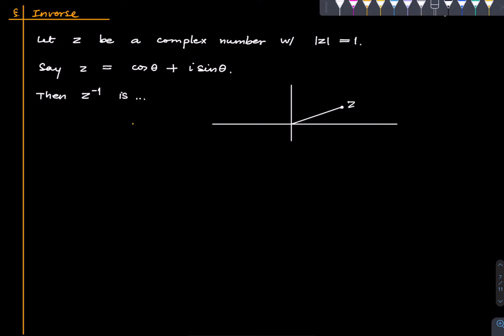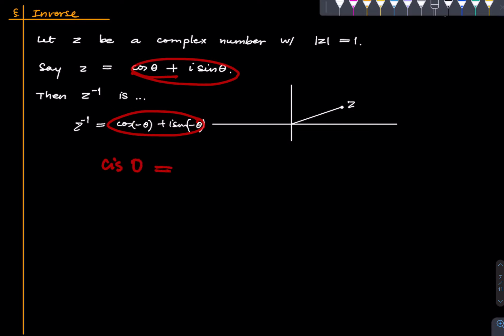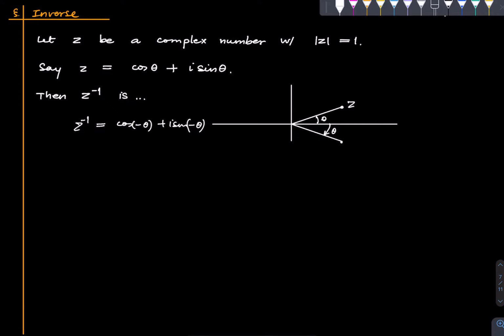Inverses. Well, by what we just saw, suppose we have a complex number of modulus 1, then of course it can be written in this fashion for some theta. Then z inverse is cos(minus theta) plus i sin(minus theta). The reason is very simple, because this is cis(minus theta), and if you multiply cis(minus theta) with cis theta, you get cis 0. Cis 0 is just 1, and therefore indeed this is the inverse, because multiplying this with that gives us 1. Geometrically, the inverse is obtained by just reflecting z about the x-axis, which means that z inverse is nothing but z bar.